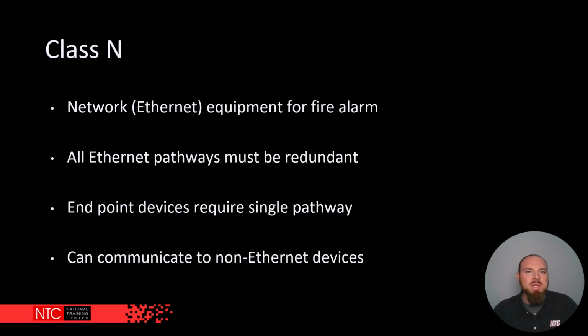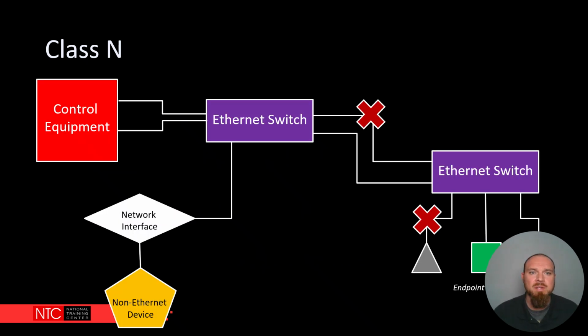Class N, we see for network or Ethernet equipment for fire alarm system utilization. All Ethernet pathways must be redundant. Endpoint devices are required for a single pathway. They can communicate to other non-Ethernet devices. So we might see Class N being utilized with an IP communicator with all the other networked equipment and the fire alarm system being tied together.